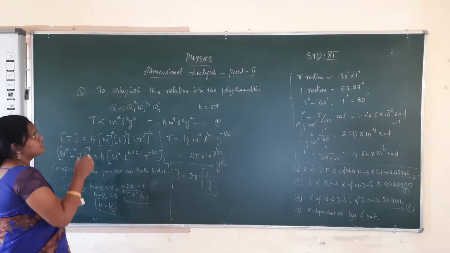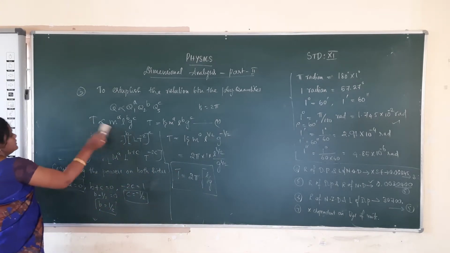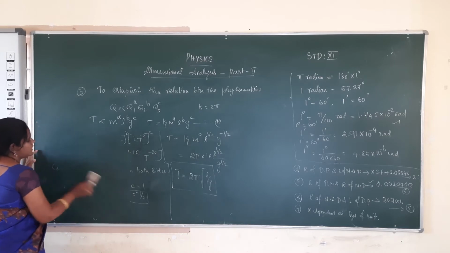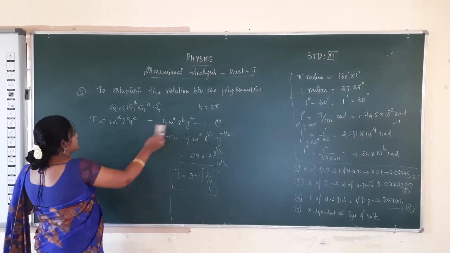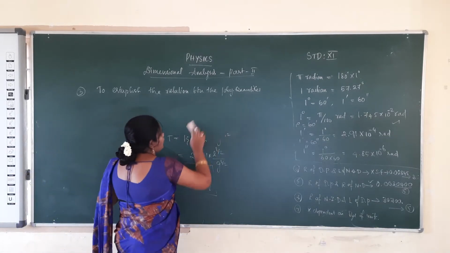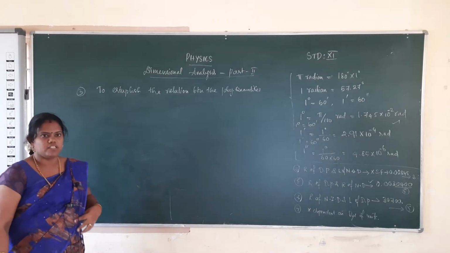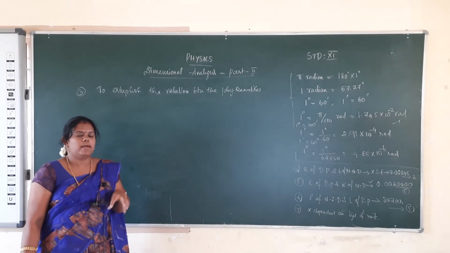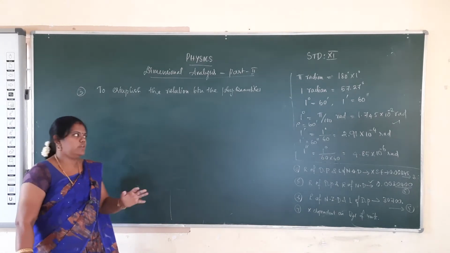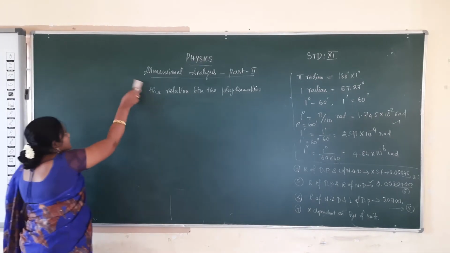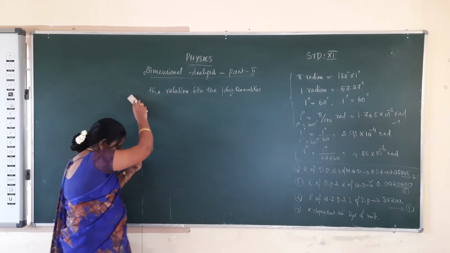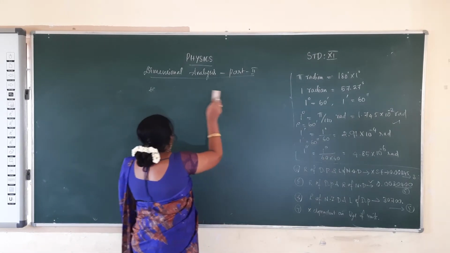Okay, this is the third application of dimension analysis. Next I will explain the limitations of dimension analysis. What is the meaning of limitation? Limitation means shortcomings, where dimension analysis fails. So limitation of dimension analysis, first one.